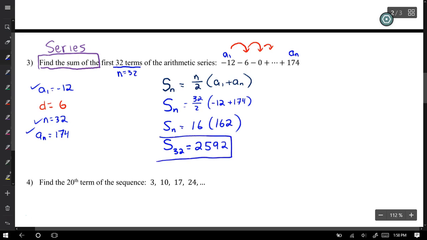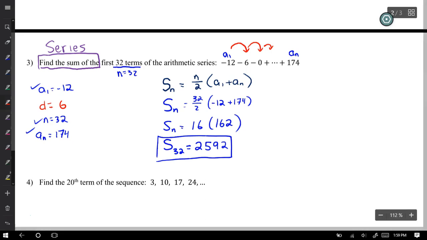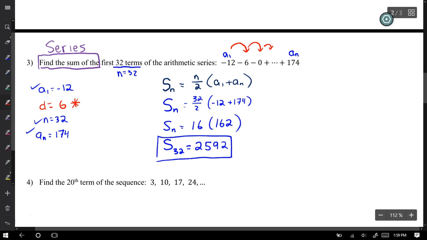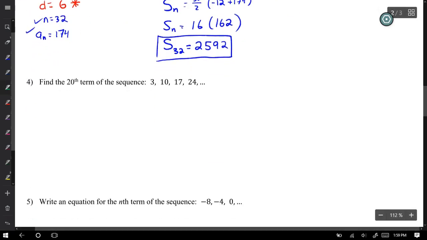There's our answer. Not bad, straight order of operations. We just need to figure out what we know, what's given. And you can even notice I found d, didn't really need it, but that's okay, because I might have needed it if something was missing. Find the 20th term. So what does that mean? I want to know if I were to continue this list on, so a1, 2, 3, 4, 5, 6, 7, dot, dot, dot, I want to know what number is in that 20th position. So find the 20th term.